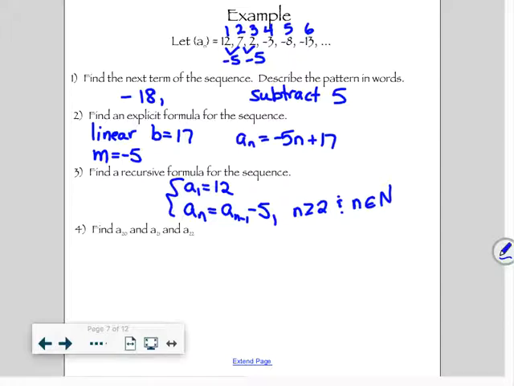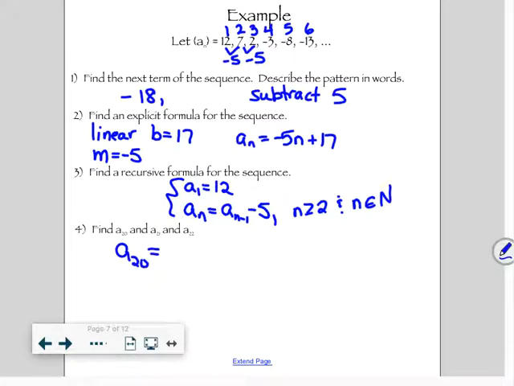Again, a recursive formula, the difference between explicit and recursive formulas. Explicit will give you any term you want in the list, like the 8th term, the 50th term. A recursive formula only gives you the next one. Okay? So watch how I end up using a combination of both in number 4.